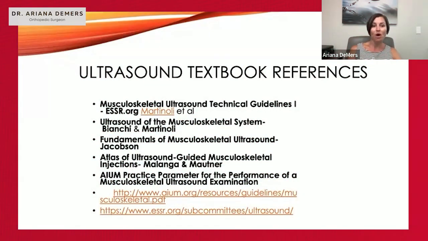So these are our ultrasound textbook references. Please, if you're wanting more guidelines, the AIUM guidelines is a great guideline. The ESSR is also a great guideline to look online, and they can run through all of that ultrasound examination.